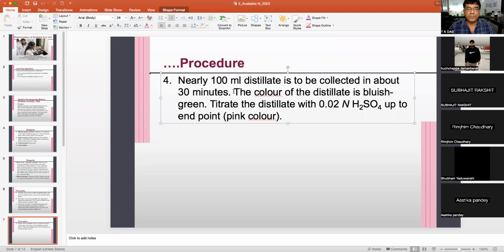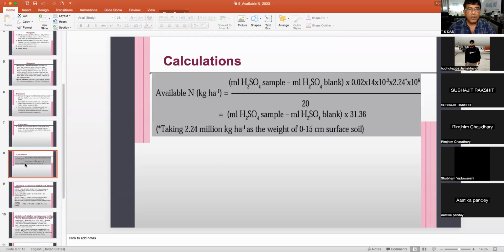Titrate the distillate with 0.02 normal H2SO4 up to the end point, when there is a change of color. Now, calculations are very simple. As in the last case, here you see available nitrogen in kg per hectare. You can directly make this formula: ml of H2SO4 used for the sample, minus ml for the blank, multiplied by 0.02. This is the normality of the solution.